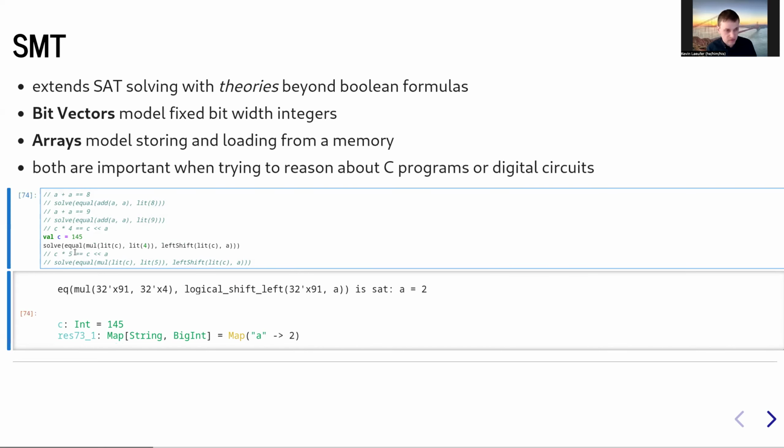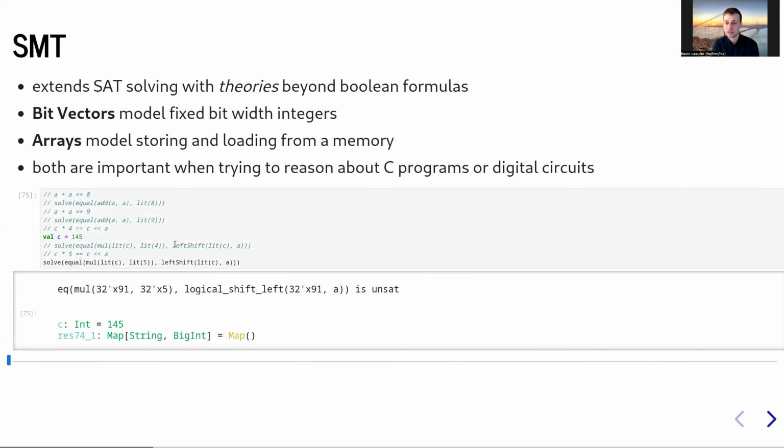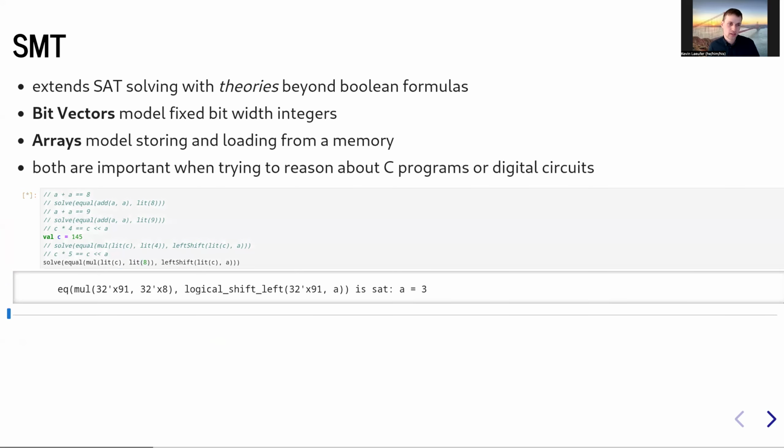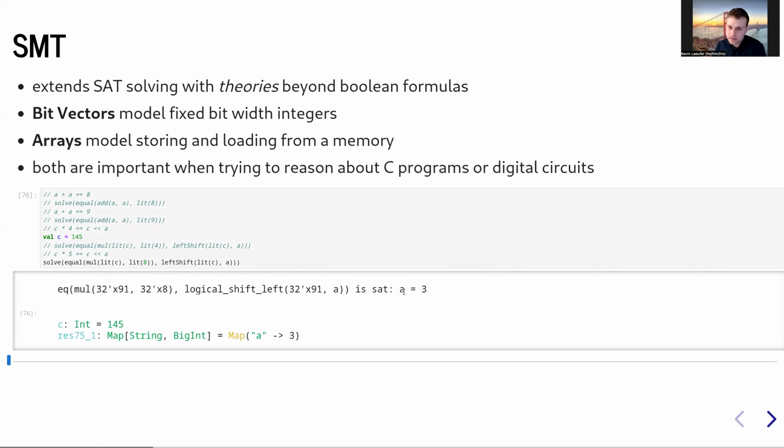Now, let's say we want to do this optimization with multiplication by 5. We pose the same question, just with 5 instead of 4. Now we want an answer for a, but oh, there's no answer. Why is there no answer? Just because this trick only works for powers of 2. We can check that by saying, okay, instead of 5, let's do 8. If we do 8 here, then the solver will come back and say, yeah, if a is 3, then you can do this trick.